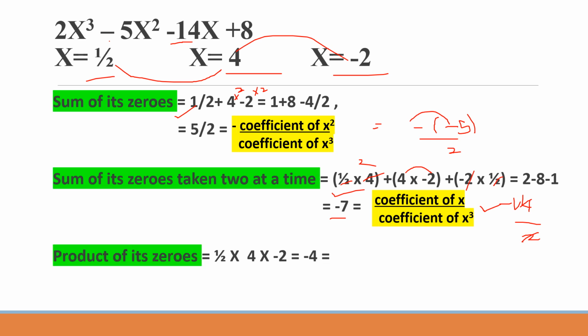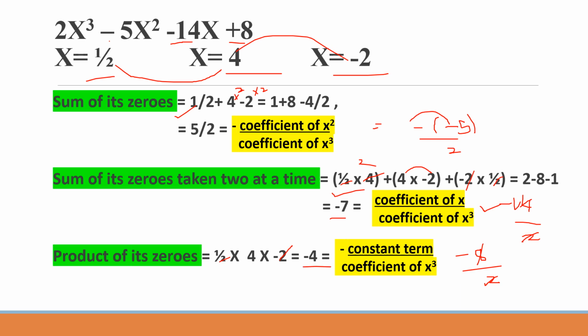Then one more thing is remaining, the product of its zeros. When we multiply, we can cancel out these 2's, so it's minus 4. What will be the formula now? Minus of the constant term. We take minus 8 divided by the coefficient of x cube, which is 2. Am I getting minus 4? I got the value as minus 4.